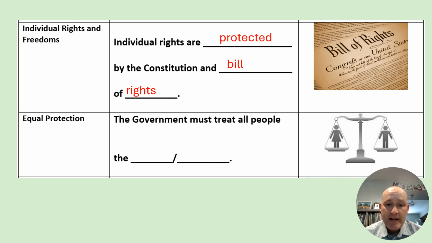All right. And then we have equal protection. The government must treat all people the same and equal. Nobody can be given one judgment, with something against the law for them, while somebody else does the same thing and it's not against the law. That's not allowed. The government has to treat all people equally.